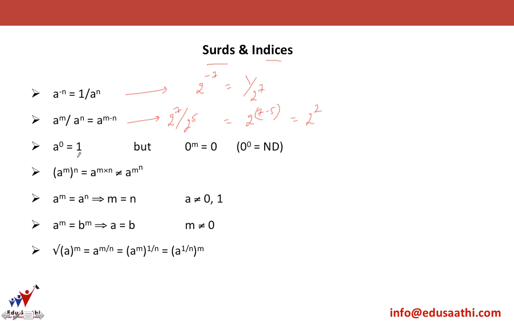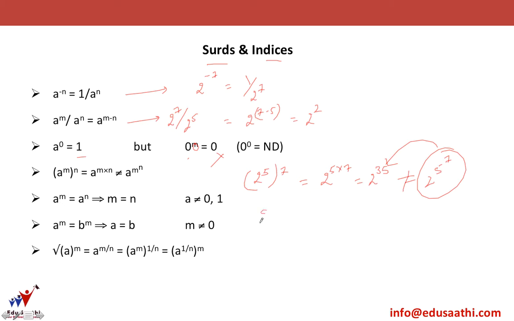A raised to power 0 is 1, but 0 raised to power m is not defined, or 0 raised to power 0 is not defined. If I have something like 2 raised to power 5 and outside bracket I have 7, then this is equal to 2 raised to power 5 into 7, which is 2 raised to power 35, and this is not equal to 2 raised to power 5 raised to power 7. This is something which is very different from 2 raised to power 35.